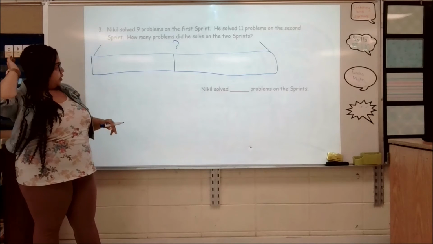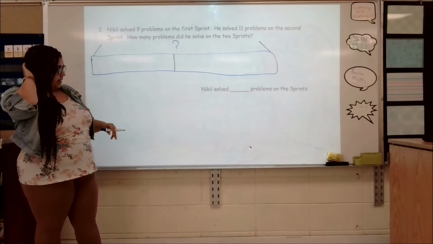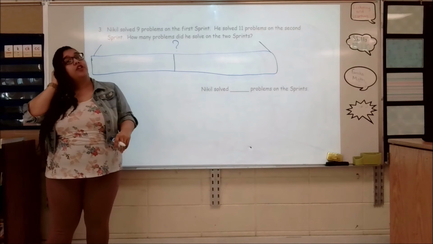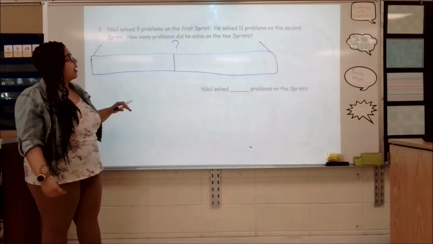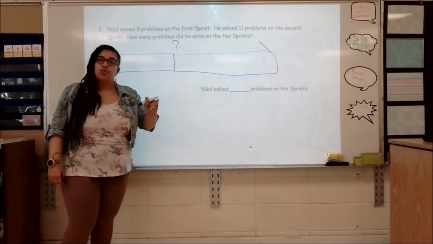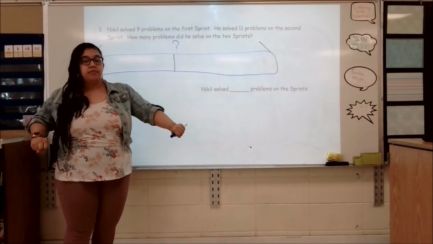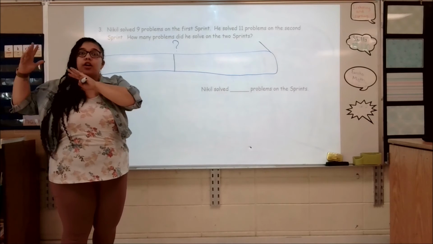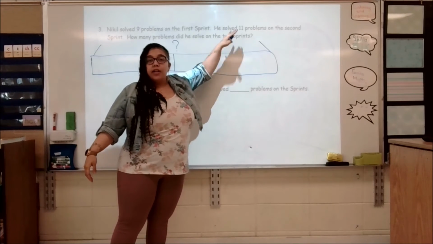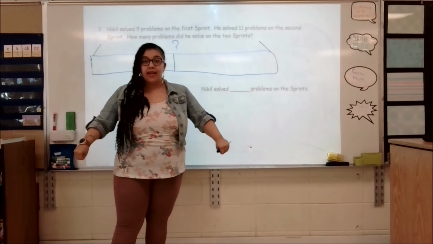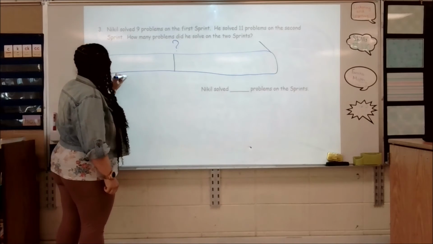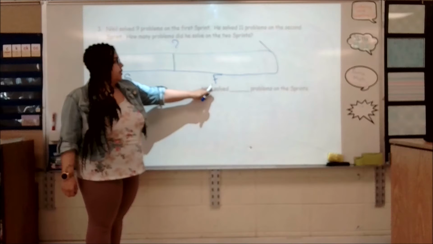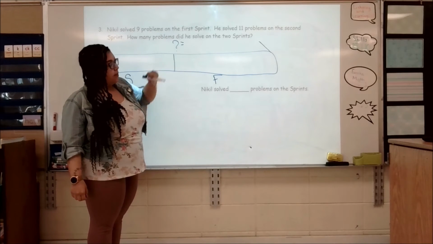So, which part should I draw first though? His second sprint or his first sprint? His second sprint, because 11 is bigger than 9, and it'll allow us to draw in such a way that we can see 10 and maybe another 10, maybe some ones, but it allows us to make those groups of 10 easier because we're starting with the one that already includes a group of 10. That's that breaking apart, making pieces again. So let's draw. So the second sprint and the first sprint. Okay, the second sprint plus the first sprint is equal to the number of problems that he solved.